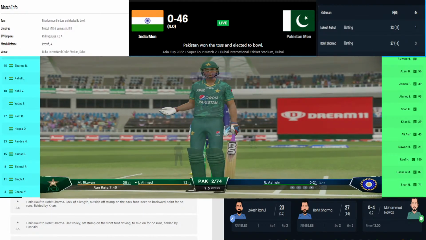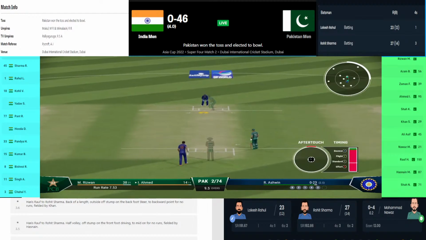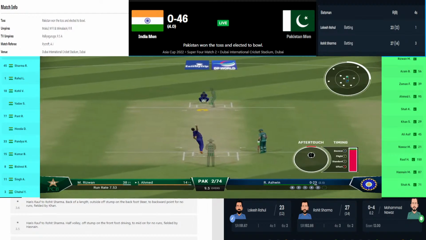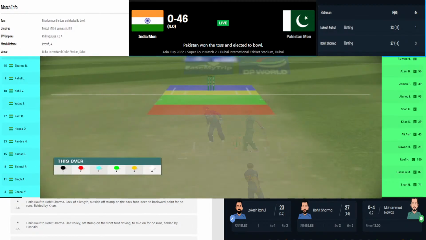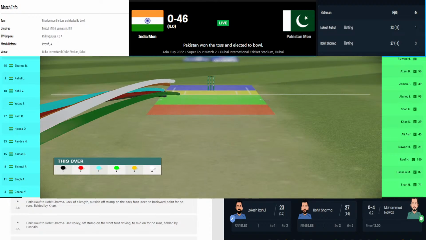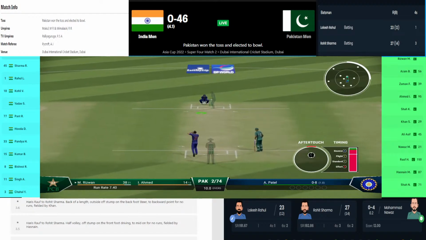Here he goes. Nawaz, 5th over, first delivery to KL Rahul. A good length delivery onto the body, onto the stumps. So KL just wisely plays it to the cover fielder for no runs. And the score remains the same, 46 without loss after 4.1 overs now. 11 is the run rate of India now.